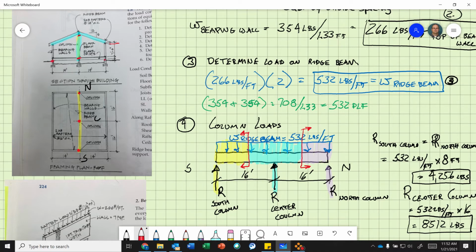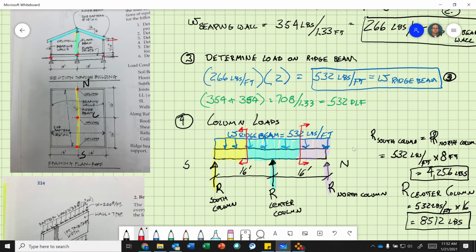So that means we have to transfer that load from the top of the wall down to the footing, and we've got half of these floor joists sitting there too. All right, so with that, let's start that.